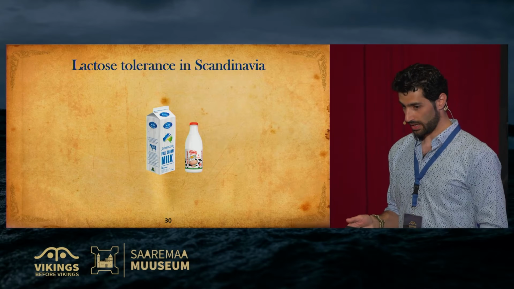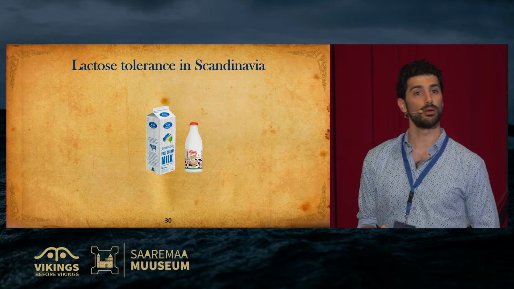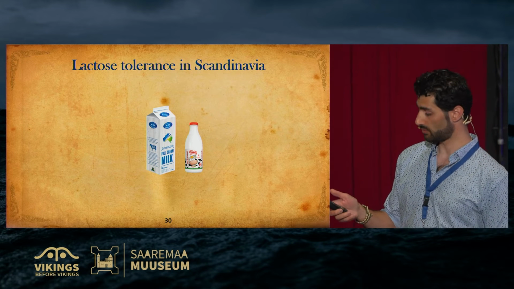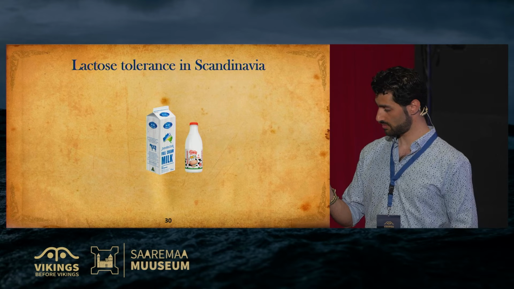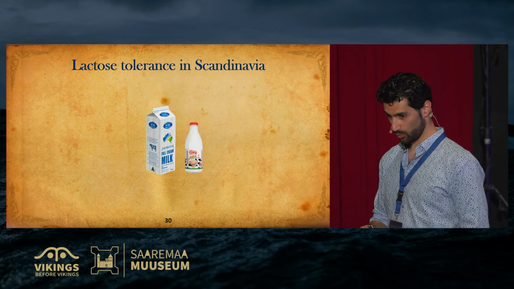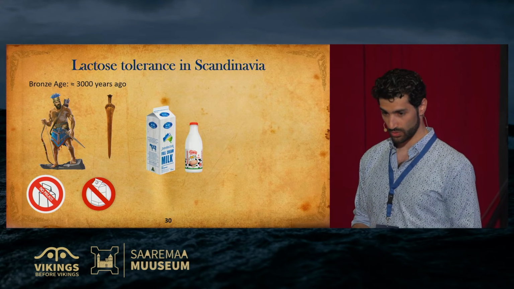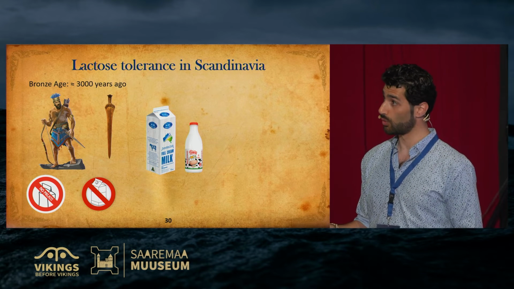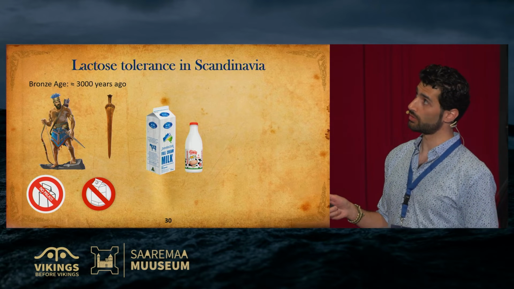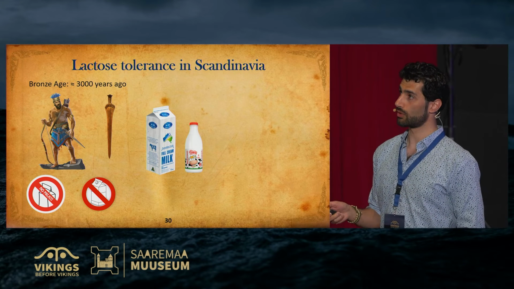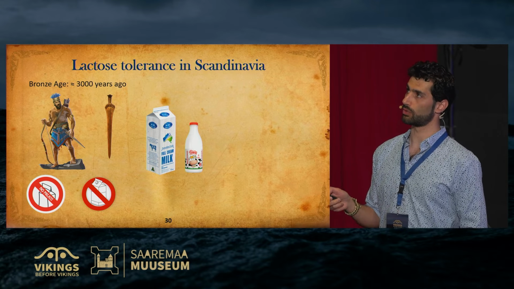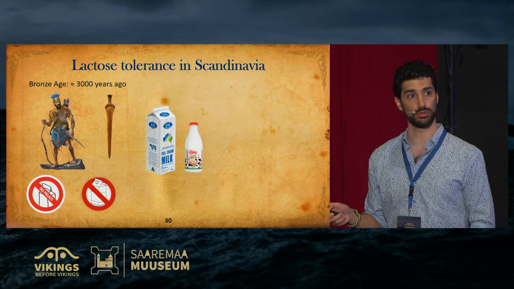Since we had whole genome sequence, we could ask about some phenotypic traits. For example, whether Vikings were lactose tolerant. We compared them with the Bronze Age, about 3,000 years ago. Essentially, the mutation that renders people lactose tolerant was 0, or very near 0. So Bronze Age Scandinavians probably couldn't drink milk.